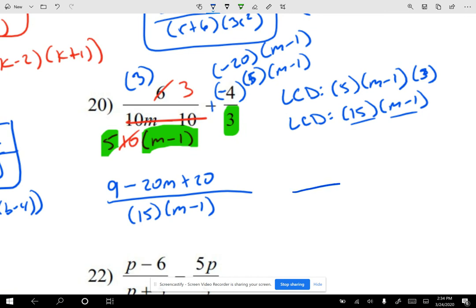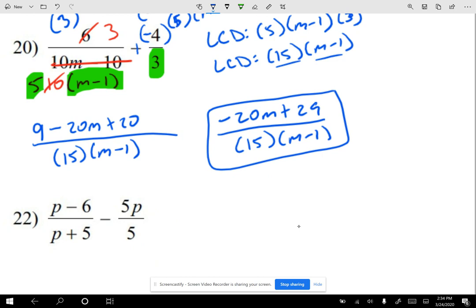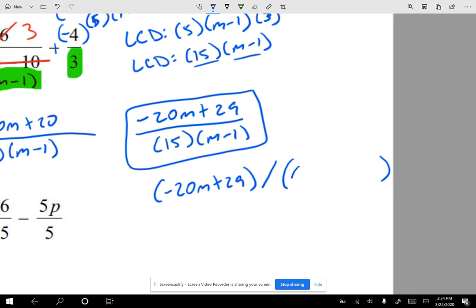So at the bottom, I have a 15 and an m minus 1. On the top, let me combine my like terms, starting from the highest exponent. So that gives me negative 20m plus 29. The way I will type this: negative 20m plus 29, all inside parentheses, over, at the bottom I have a big set of parentheses. I have a 15 and an m minus 1, each of them in its own set of parentheses.